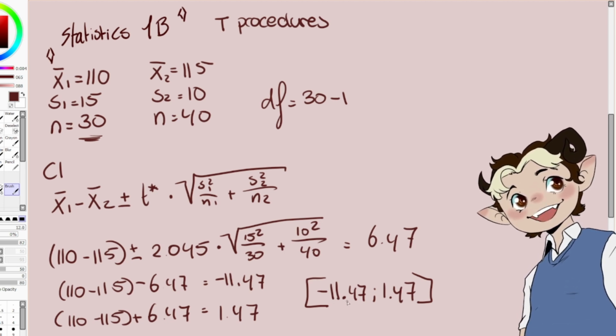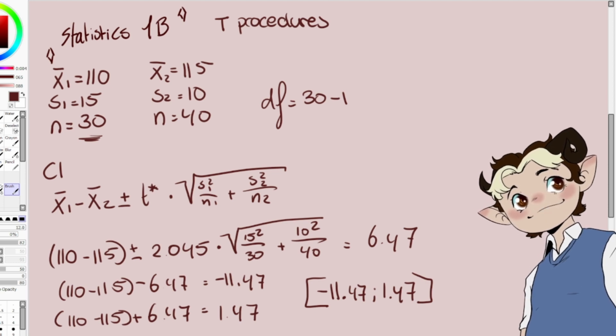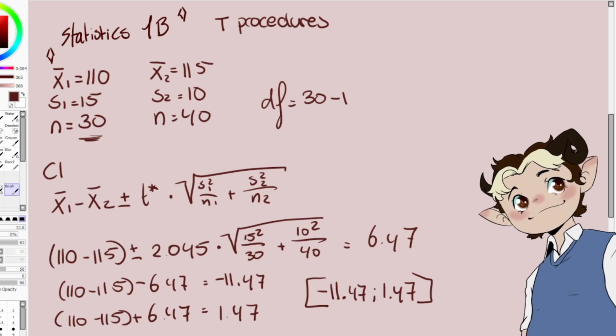And that's it. It's a lot easier than my massive behemoth of a part 1. But that is everything you need to know about T procedures for both the 1 sample and the 2 sample.